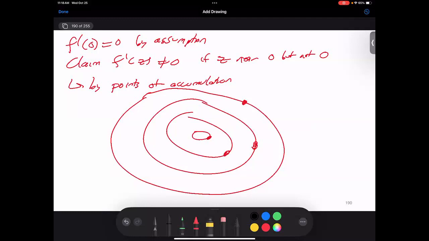And this should give you a sense of why complex analysis is again going to be giving very different results from real analysis. We don't have anything like the accumulation theorem in real analysis.